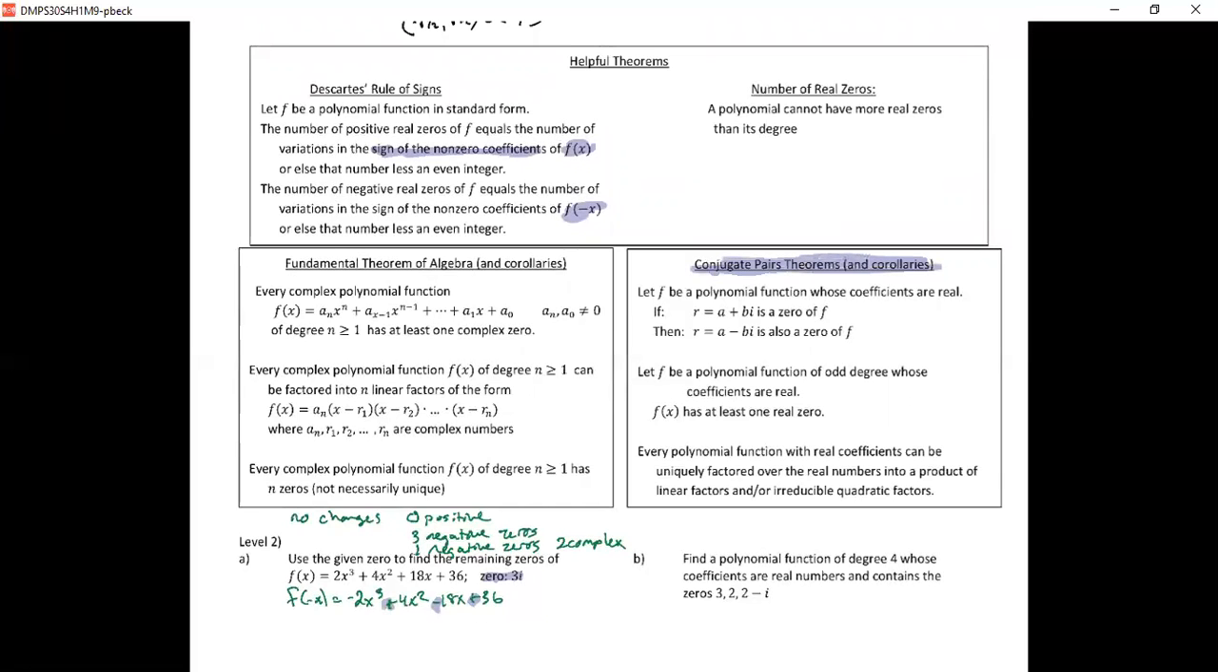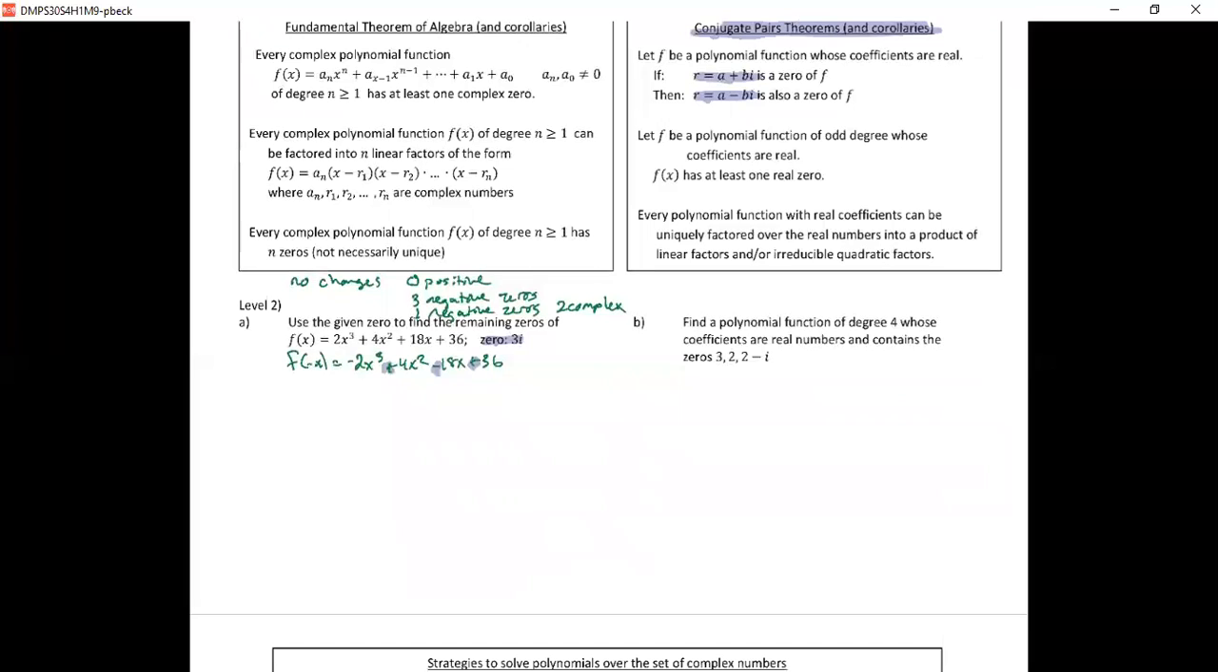Very, very important thing: if r equals a plus bi is a 0, then its conjugate, r equals a minus bi, is also a 0. So once again, that's just a brief overview of what Descartes' rule of signs says. Therefore, I'm not going to be testing it. It's a very helpful tool as we go through some of the problems if we're stuck asking what zeros we have and why. So let's go ahead and begin the level 2 problem.